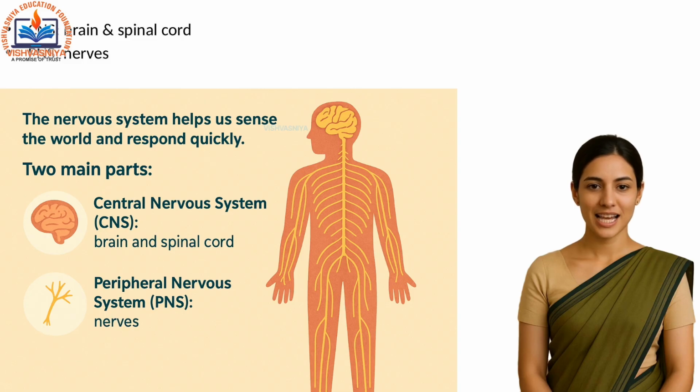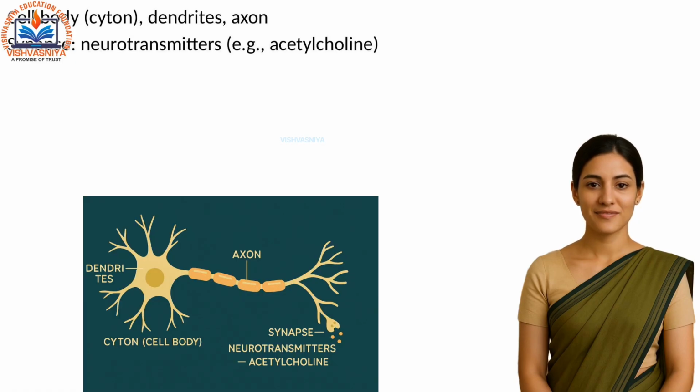The nervous system helps us sense the world and respond quickly. It has two main parts: central nervous system, CNS, brain and spinal cord; peripheral nervous system, PNS, nerves. The functional unit is the neuron. A neuron has a cyton, cell body, dendrites to receive signals, and a long axon to transmit them. Signals pass from one neuron to another through a synapse using chemicals called neurotransmitters, for example, acetylcholine.